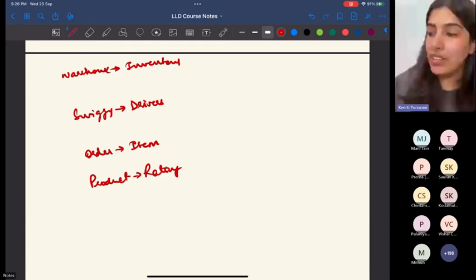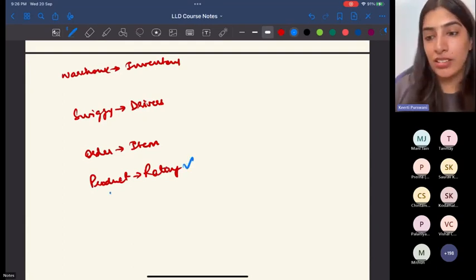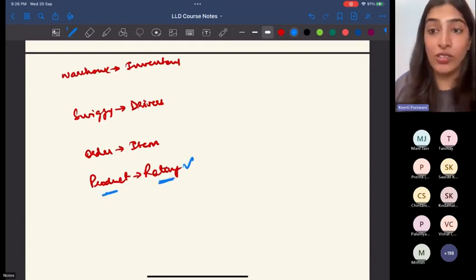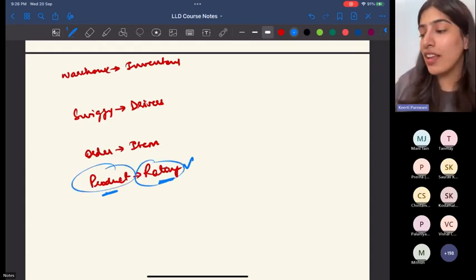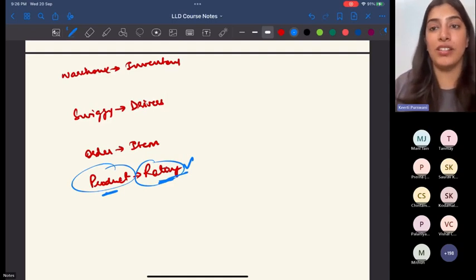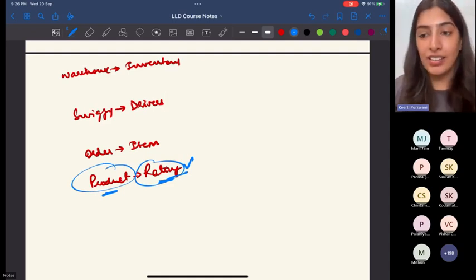See, now product has rating. Can rating exist without the product? Now, this is a question that you should ask, because I can have rating not just of the product. I can have rating, say, of a user, a customer, a delivery partner, right?